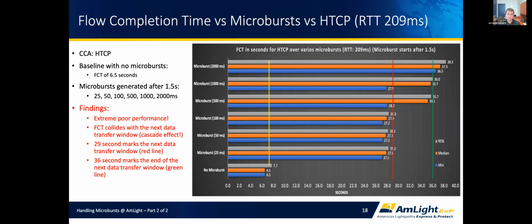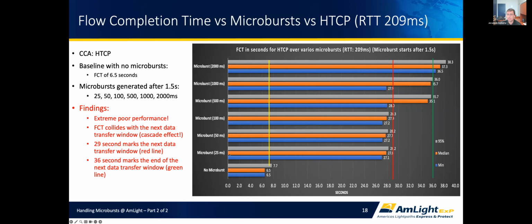Those are separated apart by 22 seconds. Some of those flows are so long that they go into the next data transfer window. And in the worst case scenario of the 2000 milliseconds microburst, it went all the way past the next data transfer window, because the green line here is supposed to be the end of the next data transfer window. So we can see here that the flow completion time varies from 27 seconds all the way to 37 seconds, which is not ideal.